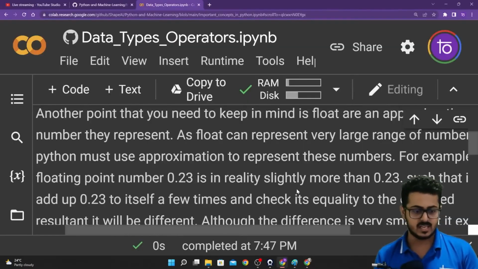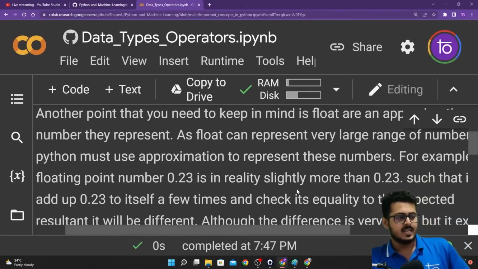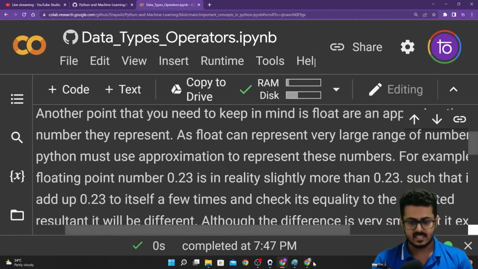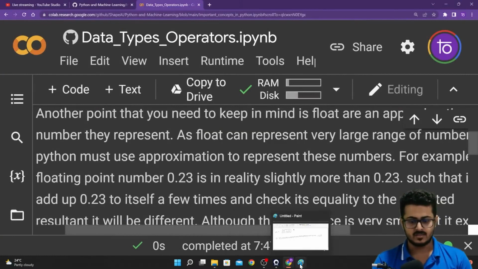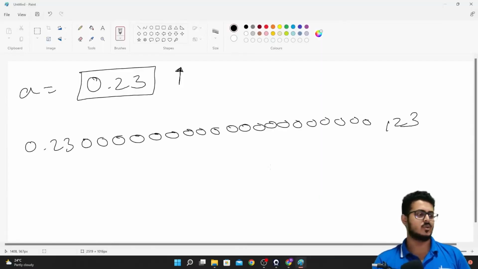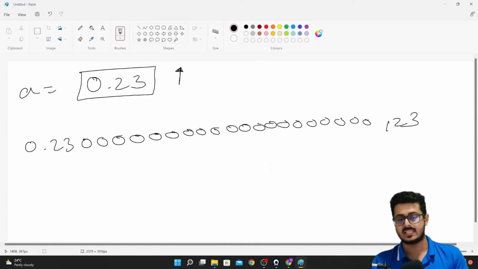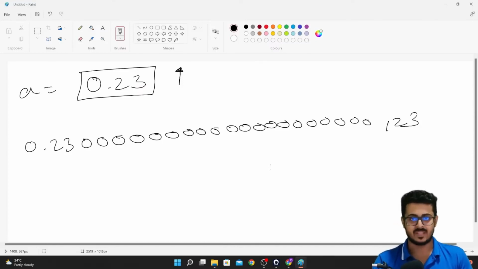Right now we'll come back to studying. Let's try to understand this particular fact. Why is this opening up again and again? I have to close that up. We have seen that 0.23 is represented in the memory as 0.23000000123 or something like that. Why is this happening? Before understanding why, we first need to confirm whether this is happening or not.